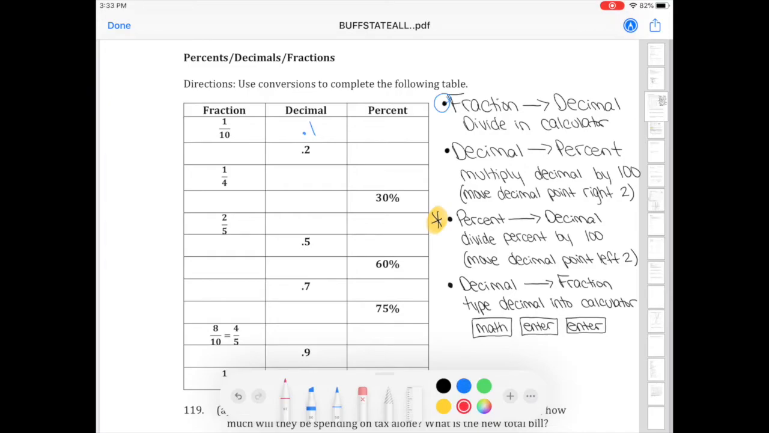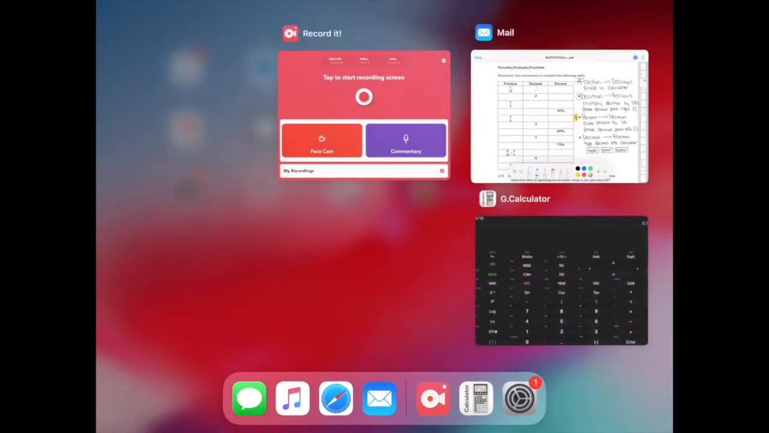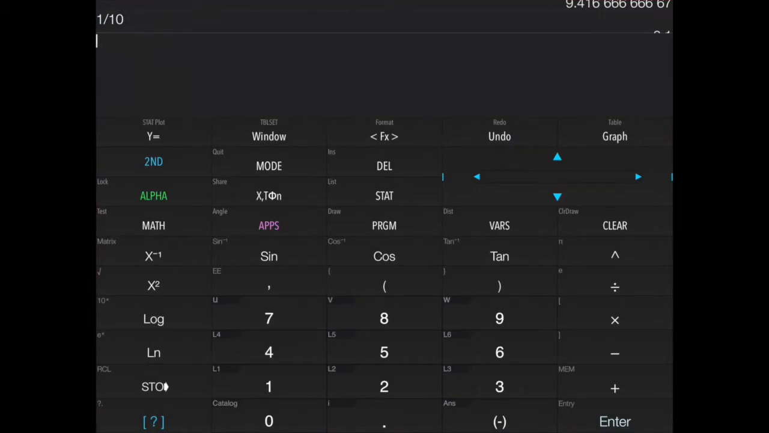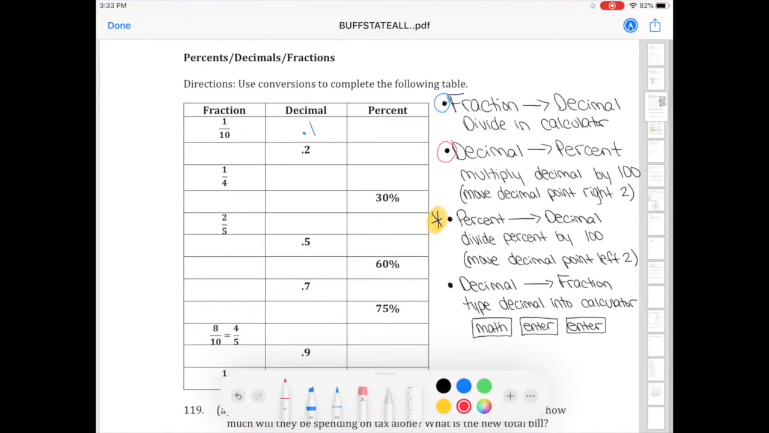Okay, the next bullet point says decimal to percent. To convert a decimal to a percent, you just have to multiply the decimal by 100. So we already have our decimal as 0.1. I'm just going to scoot back to my calculator. Because I already have the 0.1, I'm just going to type it back in. All I have to do is multiply it by 100, and that will get me 10. So 0.1 is equivalent to 10%.